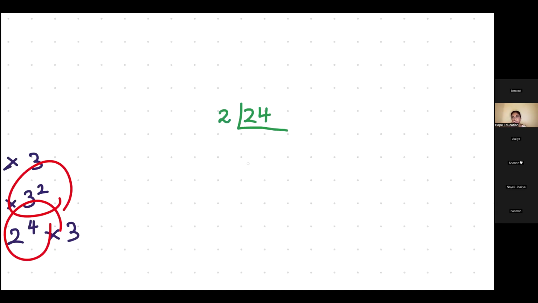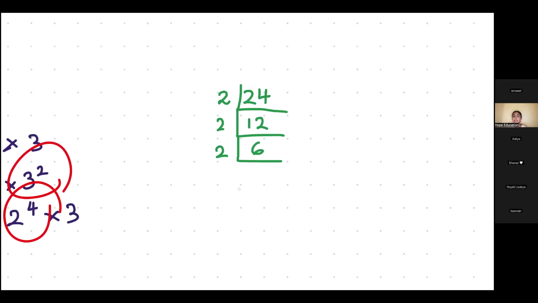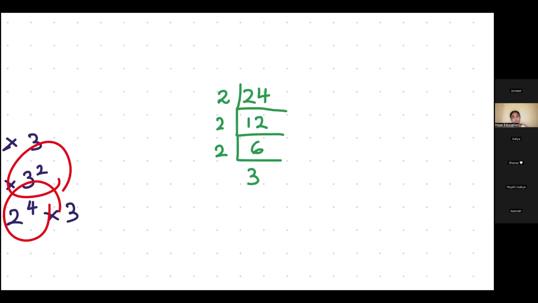24 when you divide by 2, you get 12. 12 can you divide by 2? What do you get? 6. Yes, 6. 6 can you divide by 2? Yes. What do we get? 3, yes. 3 can you divide by 2? No, can divide by 3.